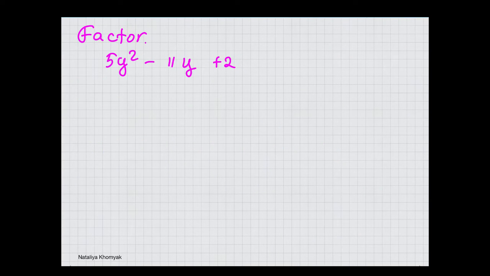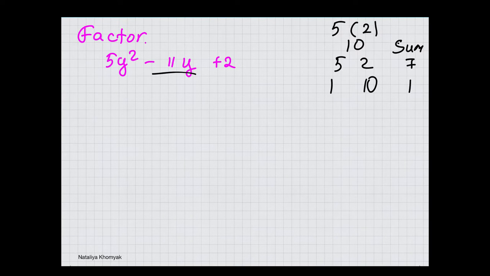So here we have 5y squared minus 11y plus 2. First thing is to multiply 5 and 2, and the product is 10. We need two factors of 10 that add up to this middle term. Well, 5 and 2 have a sum of 7, so these two will not work. Then we also have 1 times 10. This sum will be 11.